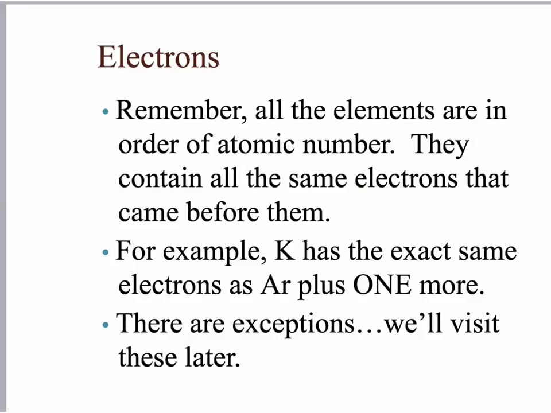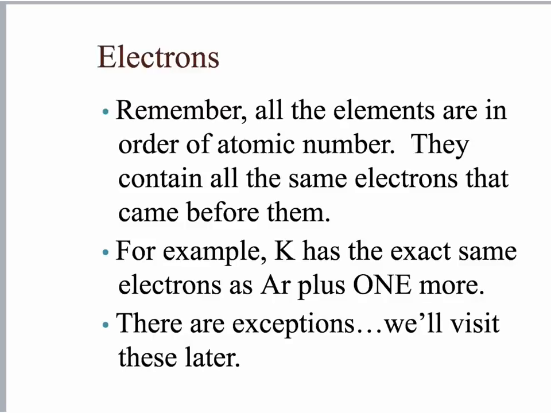The first thing we need to do is remember some facts about the periodic table. Remember that all the elements are in order of atomic number. They contain all the same electrons that came before them plus one. So for example, if you look on your periodic table and you see potassium, potassium has the exact same electrons as argon plus one more electron.